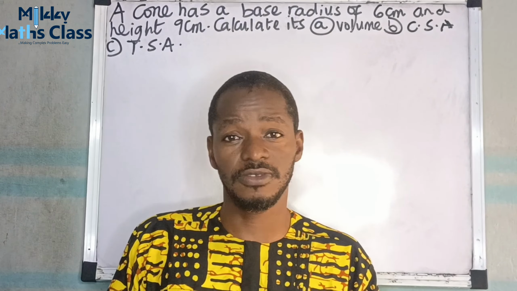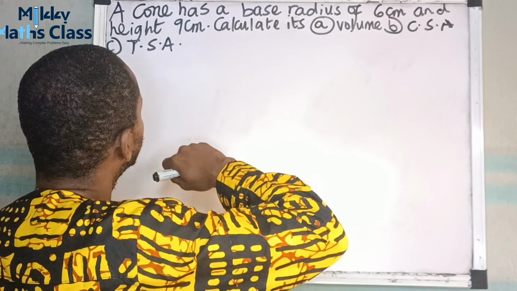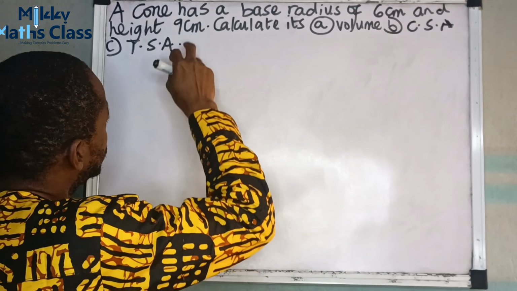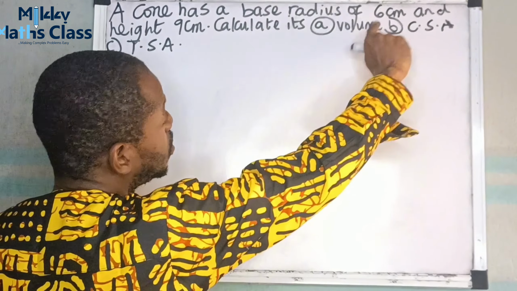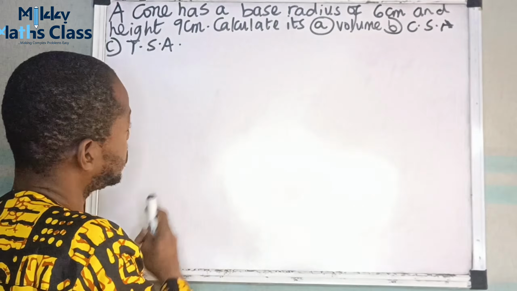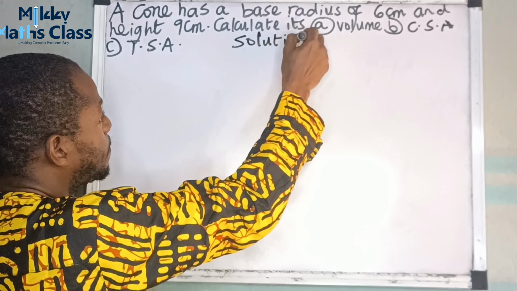All right, let's look at this question. It says a cone has a base radius of 6 centimeters and height 9 centimeters. Calculate, first, its volume, the curved surface area, and the total surface area. So let's look at our solution.